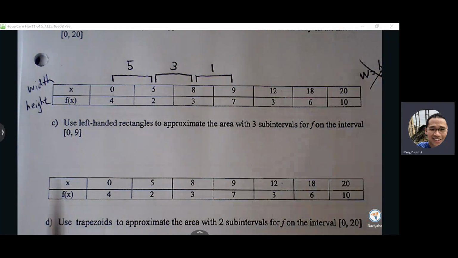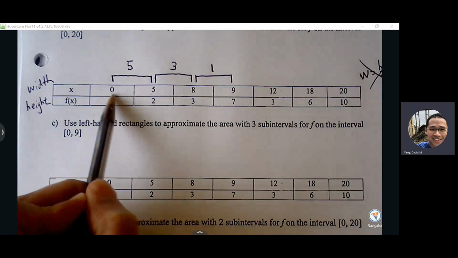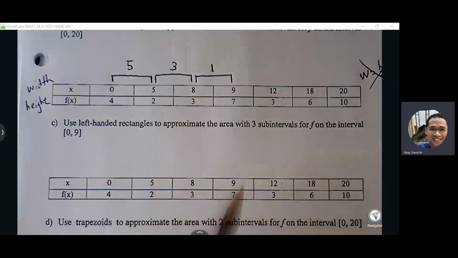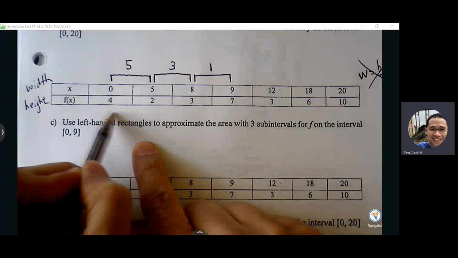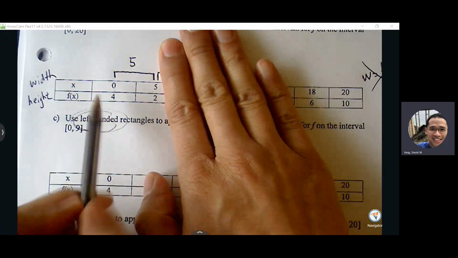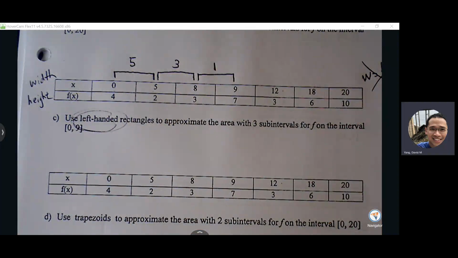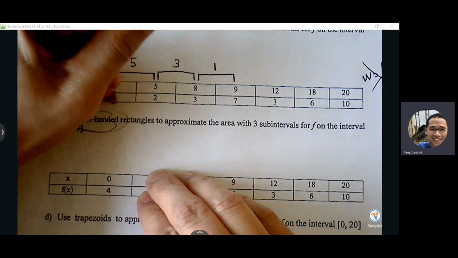And then for each subinterval, you're just going to pick off the height that you want. And the height is just going to be the numbers that you see below. You're not going to do anything with these numbers here. You're not going to find the average. You're just going to pick off the correct one and go with it. But it wants left-handed rectangles. So for the first subinterval, what do we want to choose, the 4 or the 2? The 4, because 4 is on the left side. So that's going to be the height of your first rectangle.